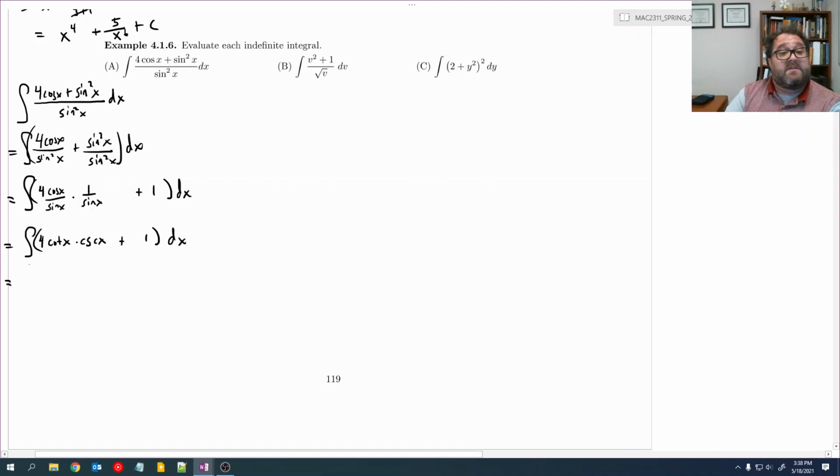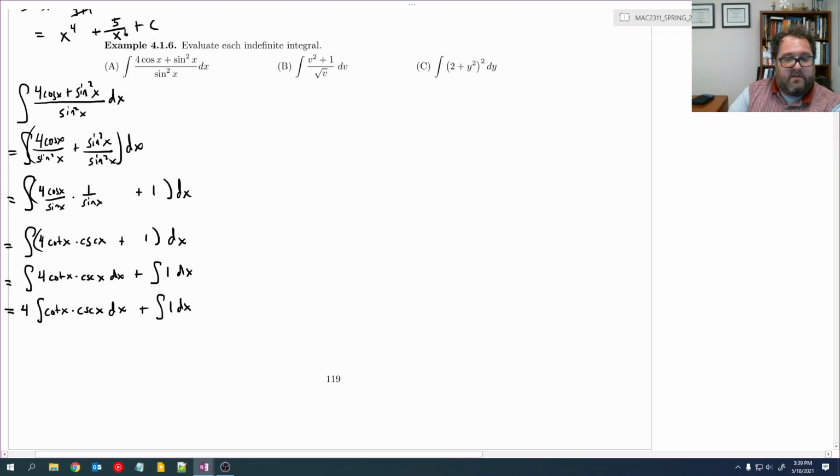Now, we can apply the sum difference rule, and this is the antiderivative of 4 cotangent x times cosecant x dx, we need a dx, sorry, we're breaking apart both terms, both terms need a dx, plus the antiderivative of 1 dx equals. Now let's apply the constant multiple rule to that 4. We can pull the 4 out and have the antiderivative of cotangent x times cosecant x dx plus the antiderivative of 1 dx.